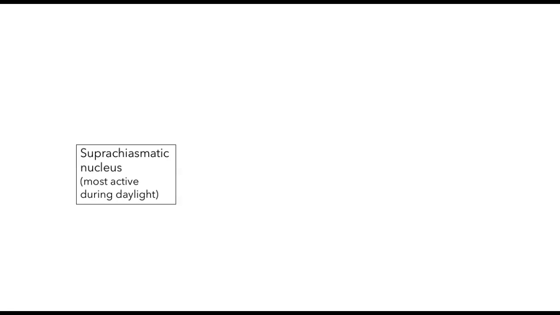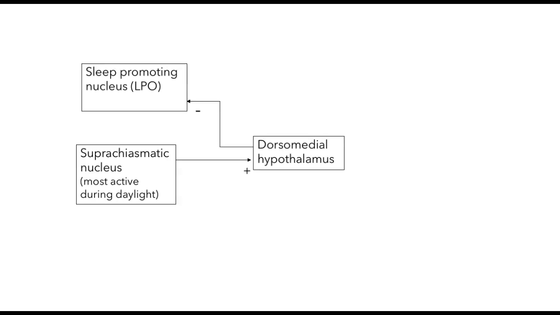So remember that we have this suprachiasmatic nucleus that I said was involved in circadian rhythms. This nucleus contains neurons that are most active during daylight hours. They fire bursts of action potentials. They can activate cells in another hypothalamic nucleus, the dorsal medial hypothalamus, that in turn can send projections to a sleep-promoting nucleus in the lateral preoptic area. So if the suprachiasmatic cells are active because it's daylight outside, we'll inhibit the sleep-promoting nucleus.